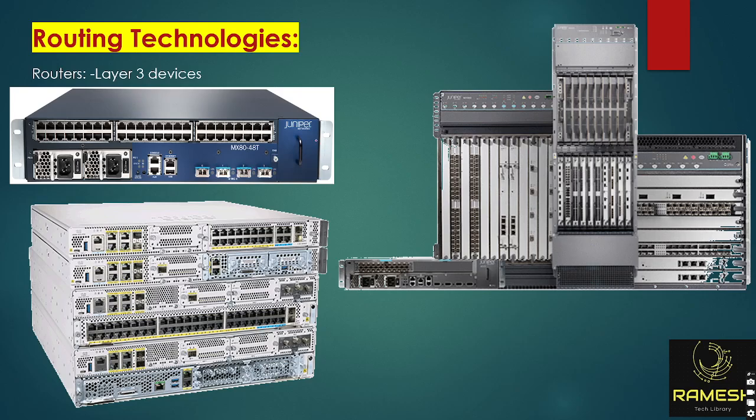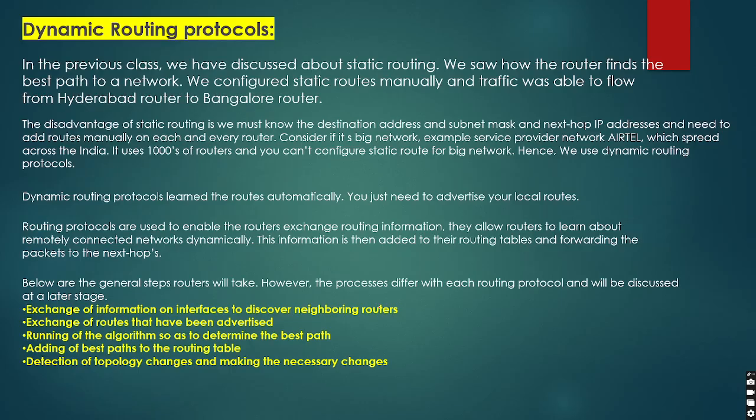I will show you these images every day so that you become familiar with the routers. This is a small router, big router, medium router kind of routers. Different companies: this is a Cisco router here, and these are the Juniper routers. Okay. So you will configure routing protocols on layer 3 devices called routers. Today I'm going to discuss dynamic routing protocols.